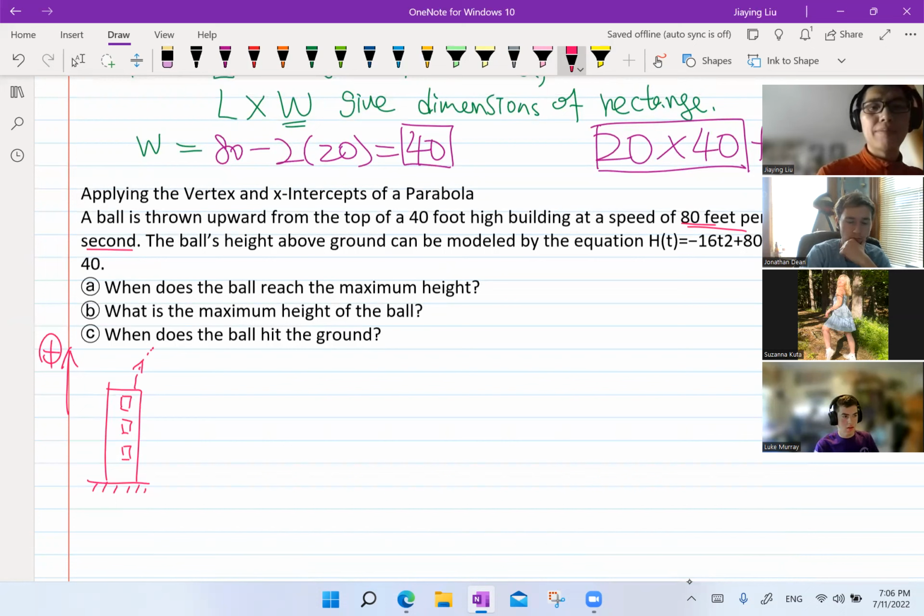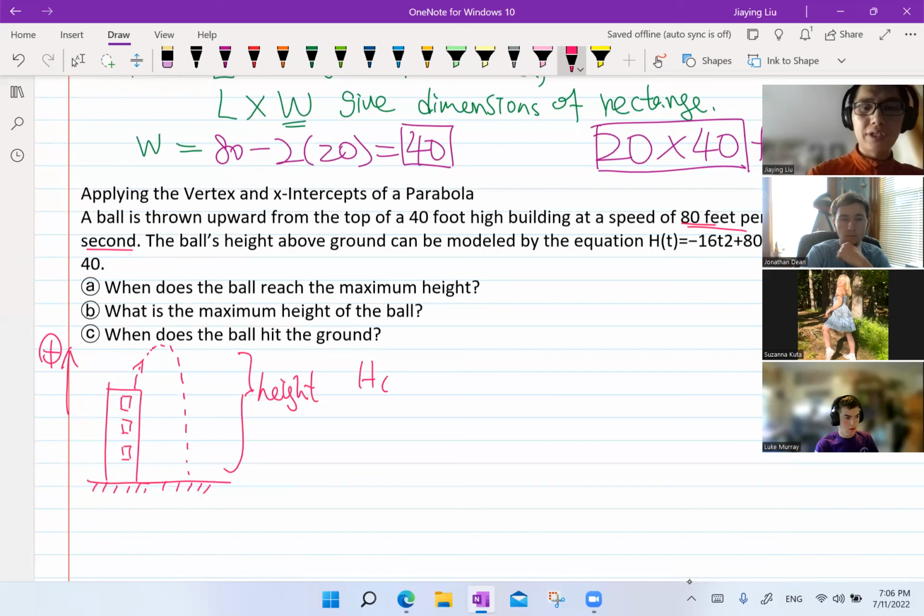The ball's height above the ground, so if we measure from the ground, this is the height. At any point, the ball goes up and then comes back, but it's not going to land on the building, it's going to land on the ground. And the height has the function h of t equals negative 16 t squared plus 80 t plus 40. So that's given.